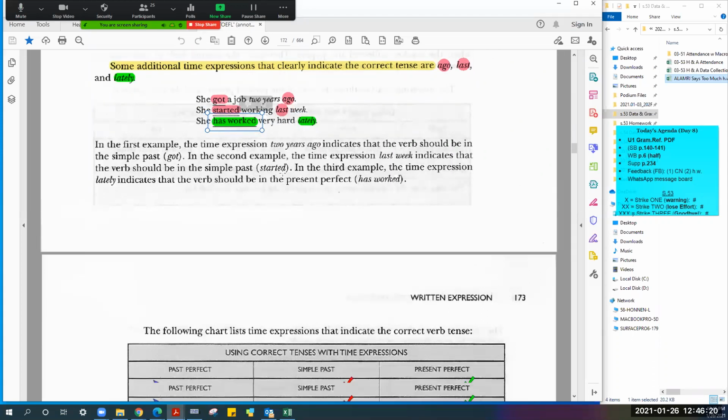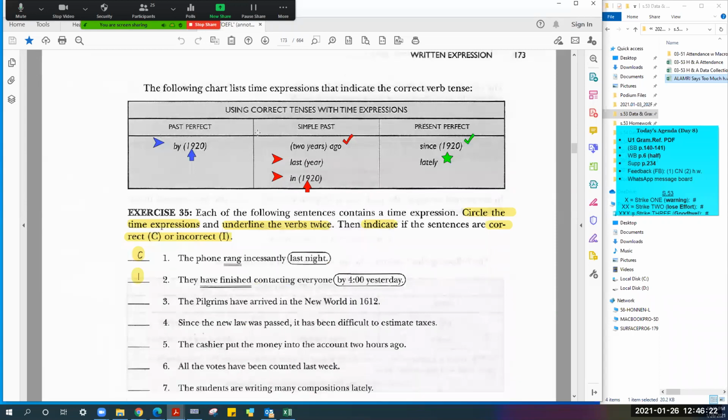Okay, Saleh, go to the chart. The following chart lists time expressions that indicate the correct verb tense. Okay, using the correct tenses with the time expressions. Let's start here. So past perfect. How many do we have? Just one. Right? What is it? By.